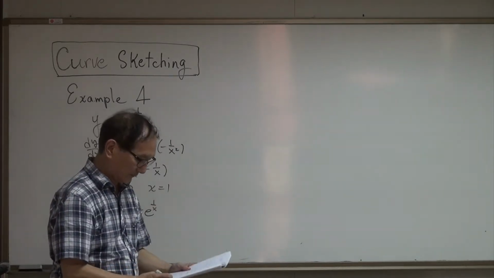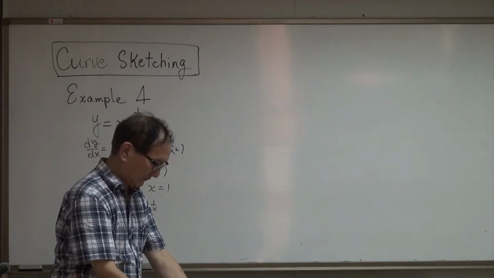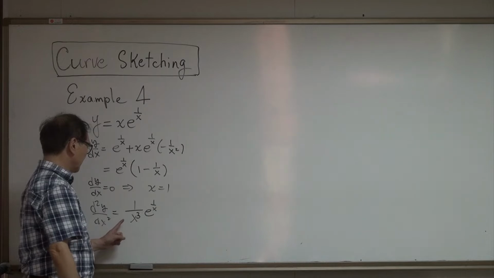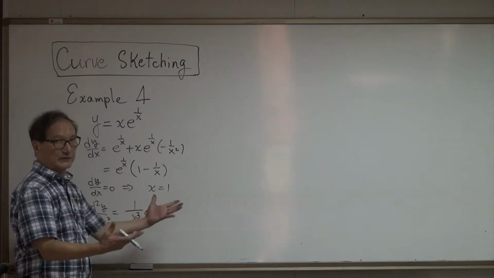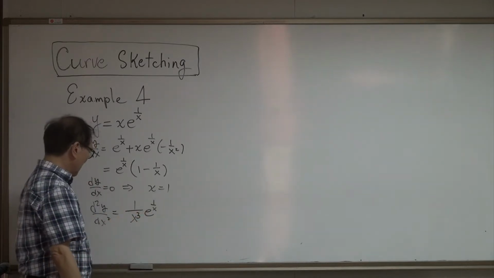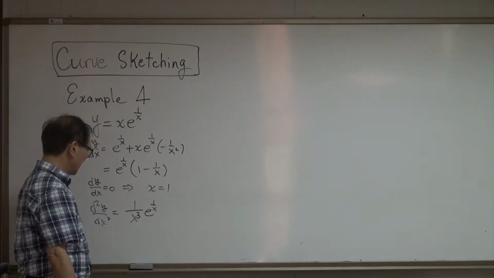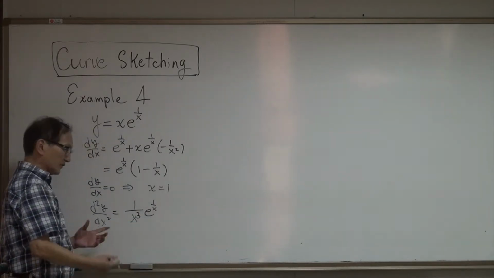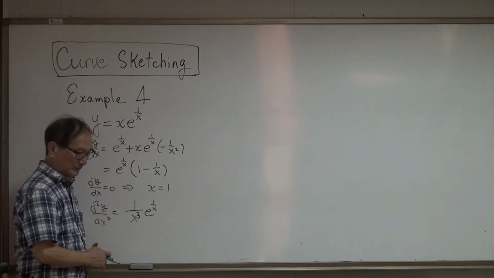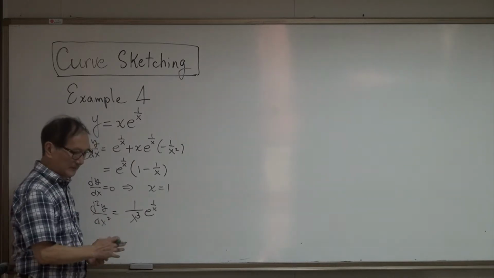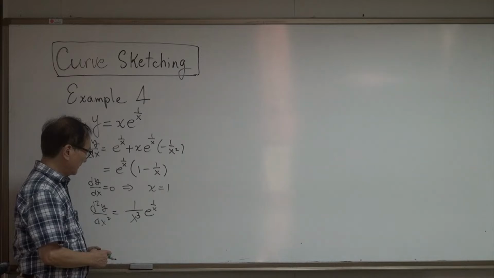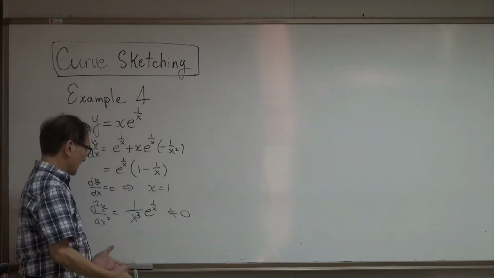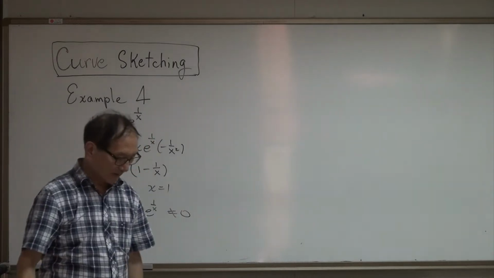Okay. All right, this one will never be 0 because e to the 1 over x will never be 0. And this one is not equal to 0. In other words, there's no point of inflection. That's right. So this was not equal to 0, right? All right, what else can we do?